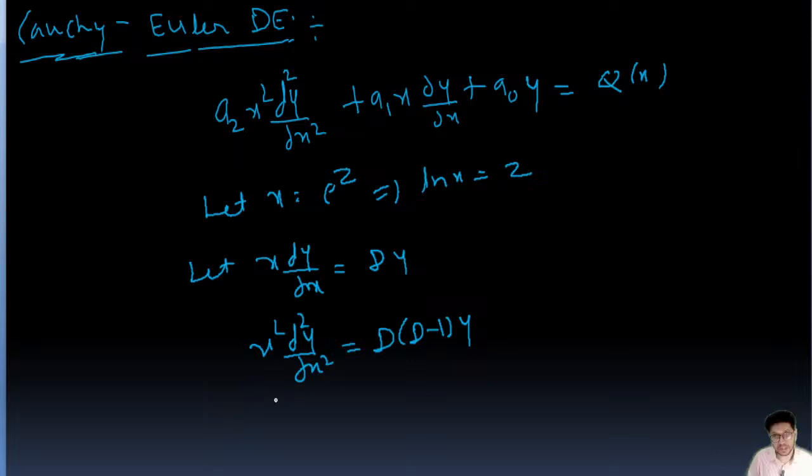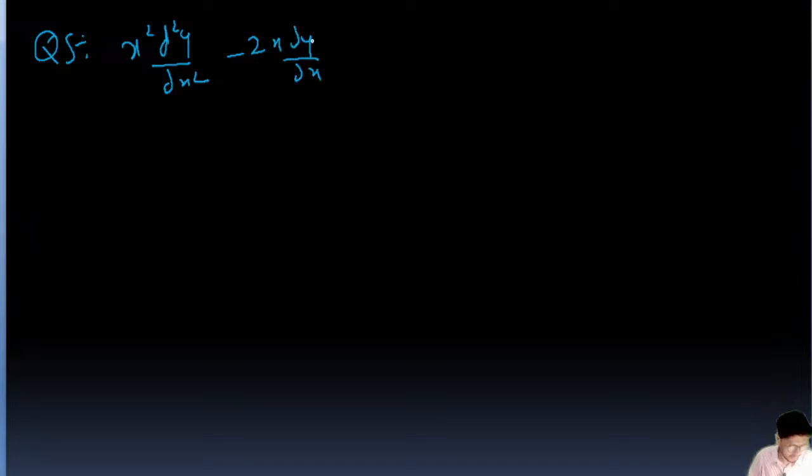If we put these values in the equation, we'll easily solve the question. I'm going to solve one question, and then it is going to clear your doubt. So the question is x square d2y over dx square minus 2x dy over dx minus 4y equal to x to the power 4.